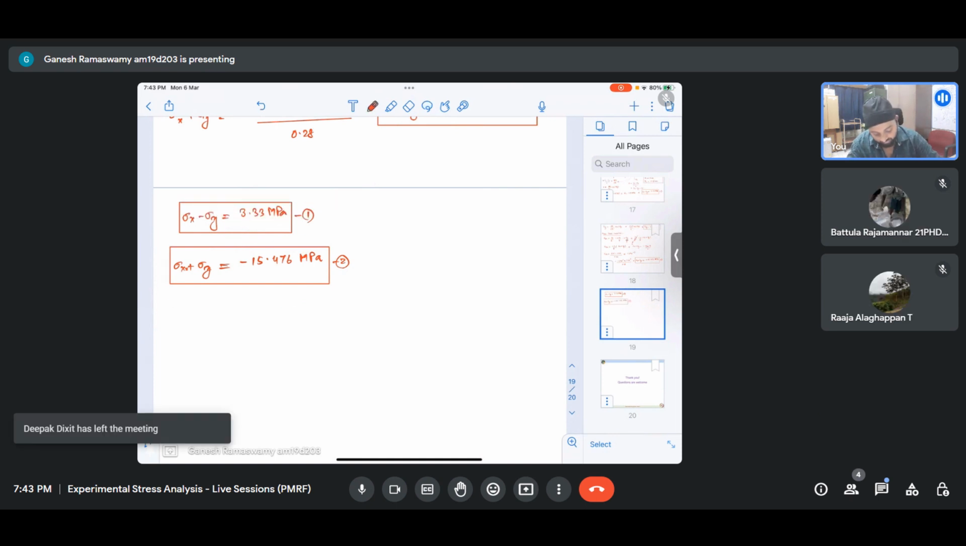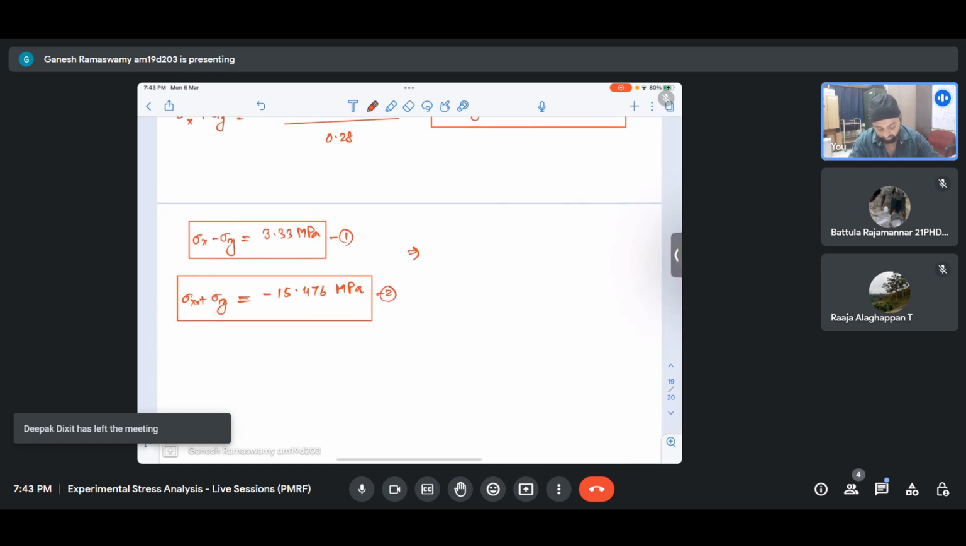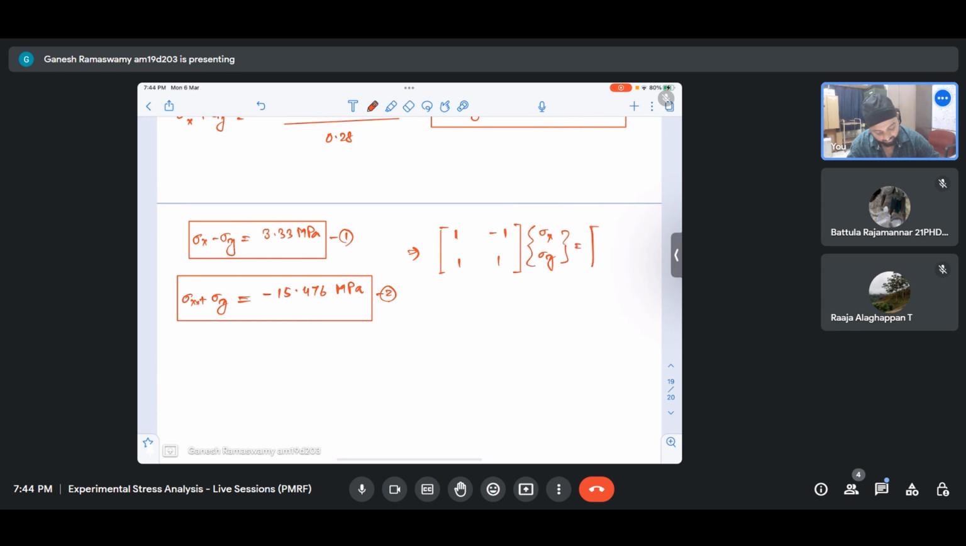So we can solve these. There are two unknowns, two equations. So we can essentially solve this, 1 minus 1, 1 1, into sigma x, sigma y, which is nothing but 3.33 and minus 15.476. So from this we can back calculate sigma x and sigma y. Why don't I just do that? You can also try it out.